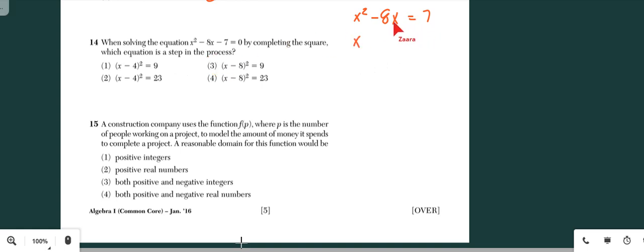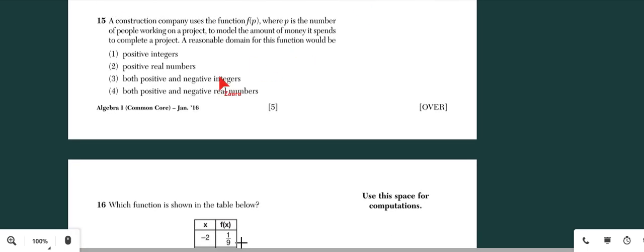First write x, then the square parenthesis, then take its half and square. Then 7, this one is inherent. When you half it, it will be 4, so add 4 square, which is 16, and 7 plus 16 is 23. So (x minus 4) squared is equal to 23. You can easily do this. Now you have to use the short methods for MCQs only. Look at the very next easy one.